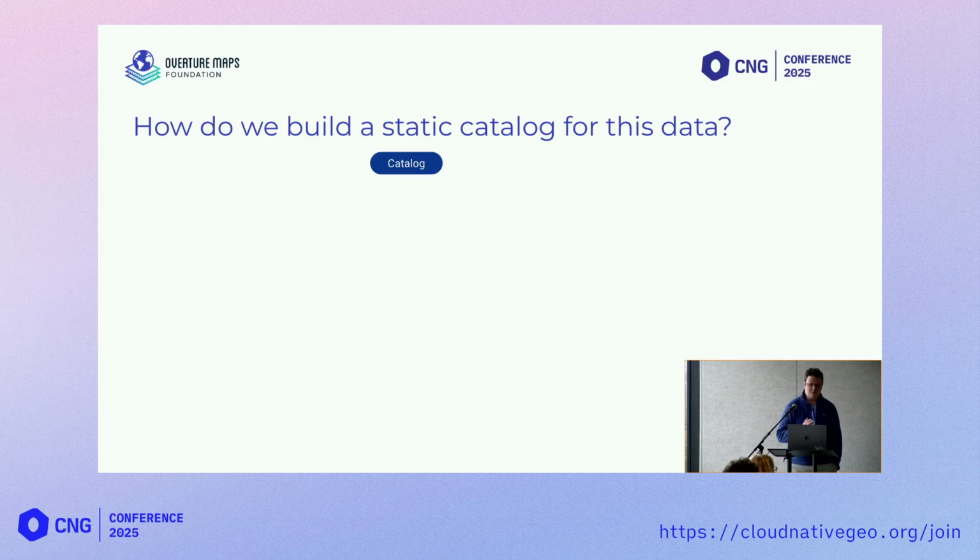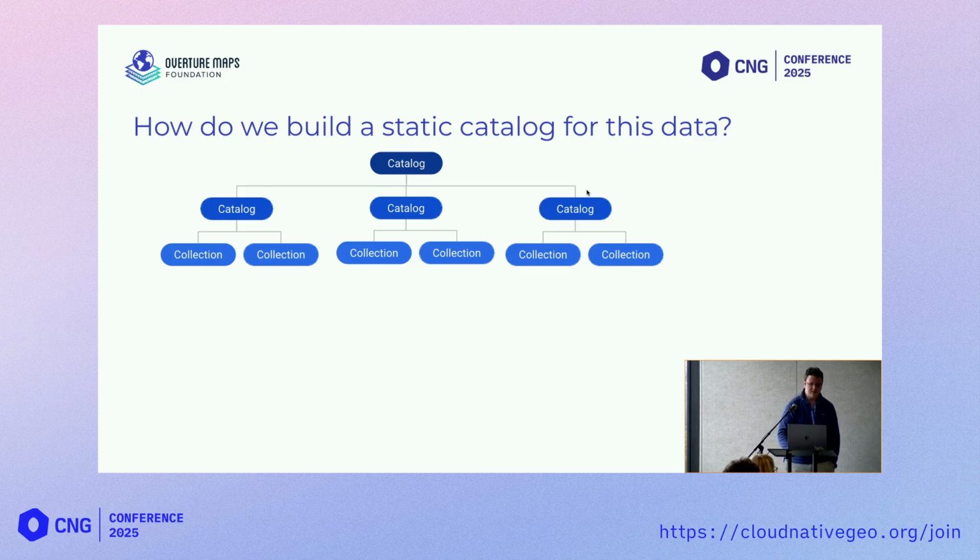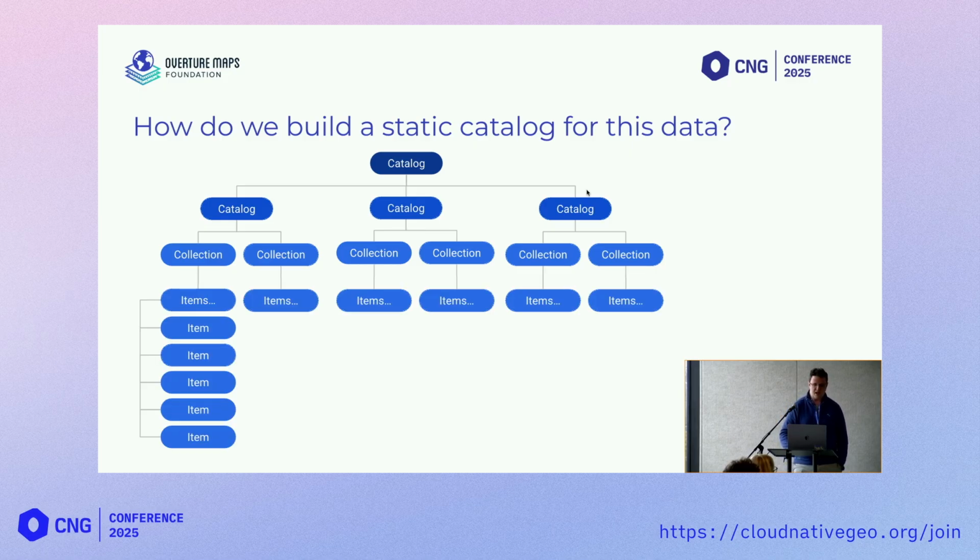So we start at the top with these catalogs. Catalogs can have subcatalogs. Those can have collections, which are backed by items, which are backed by assets. And in this particular case, for Overture, I decided to make the mapping of a single GeoParquet file. So we have hundreds of them, and so there's hundreds of items within this whole catalog.